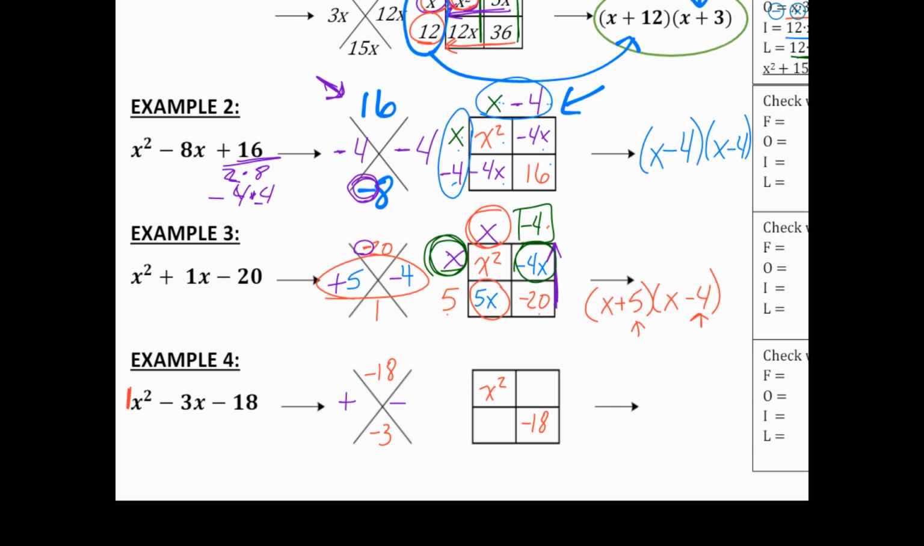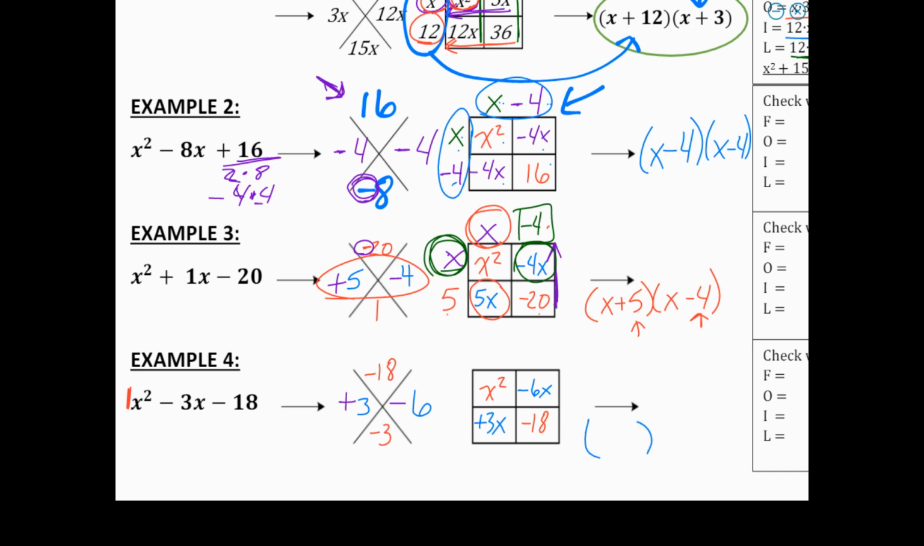Look, the 3 is already negative. So which one has to have more, the negative or the positive, if you add them together? The negative. So 6 and 3 are right, but your 6 has to be the negative one. Right. So negative 6x and positive 3x.